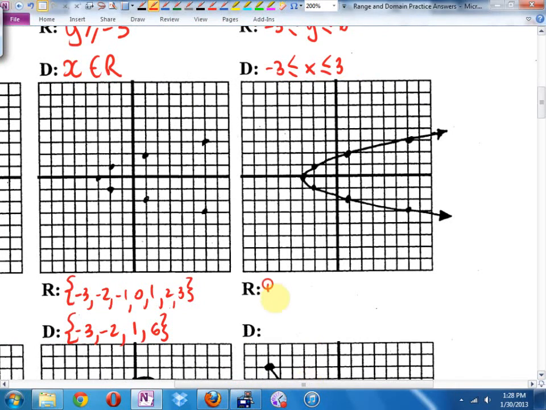Range. Oh, function or not? No. Nope. Range, I think all reals. Looks like it goes all the way down, all the way up. Oh, domain. Everything to the right of and touching, bigger than and touching -3.